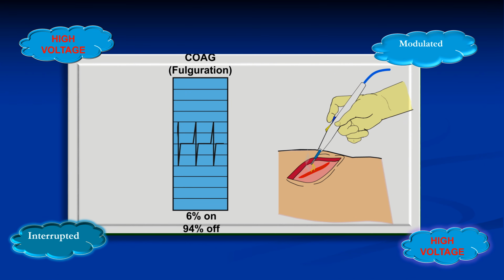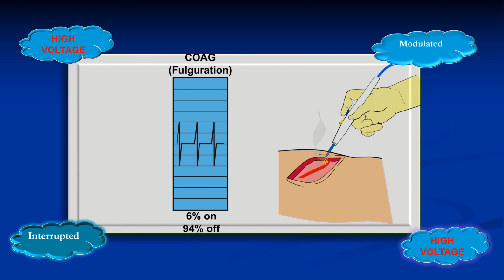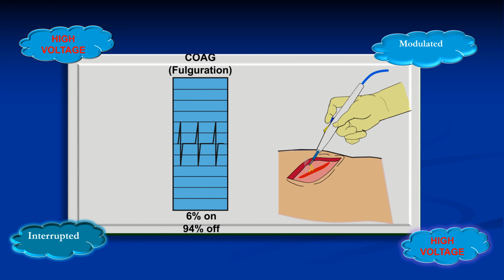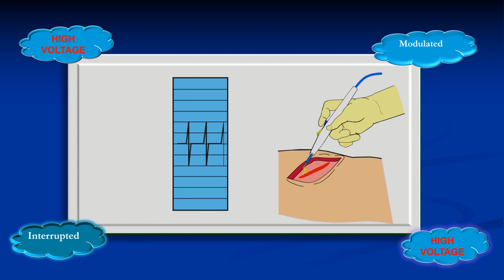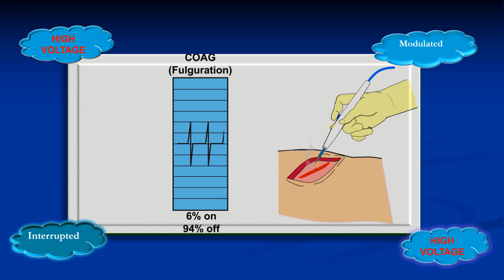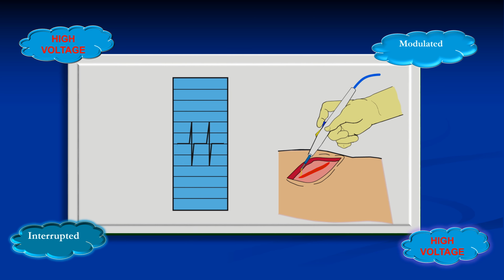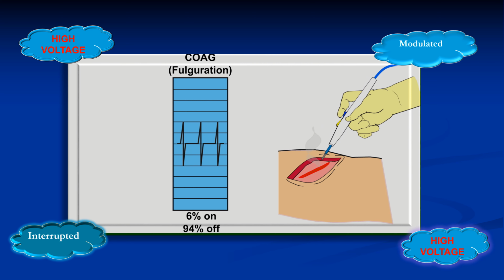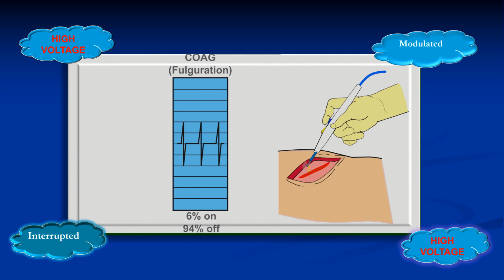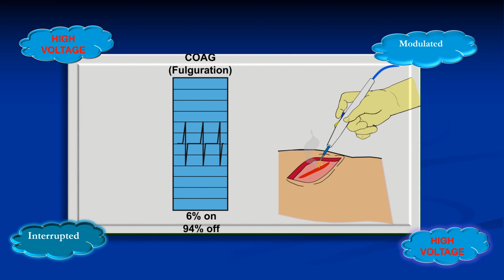The coagulation waveform is characterized by high voltage and is interrupted or modulated. The electrosurgical unit generates an interrupted or modulated high voltage current, dispersed over a large surface area, so low current density. As an example, the current may flow approximately 6% of the time and be off 94% of the time. This proportion can be adjusted. The modulated current allows the tissue to cool slightly, so tissue heating is slower compared with the cutting mode.